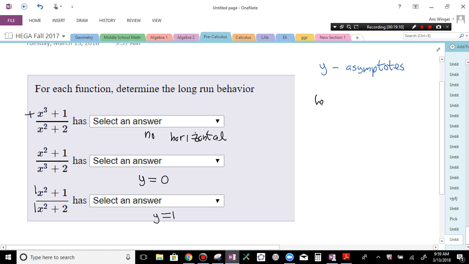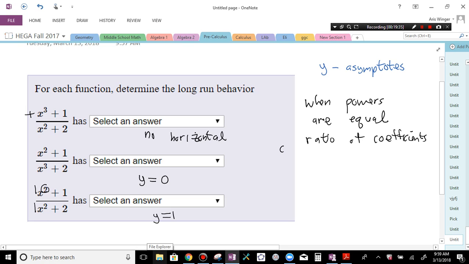So when the powers are equal, no, I guess I have one. I believe you do. The coefficients, so it's the ratio of the coefficients. That is the third problem presented here, where the powers are equal here, and it's just this coefficient over that coefficient, right?